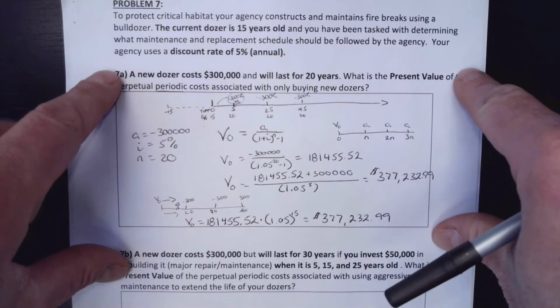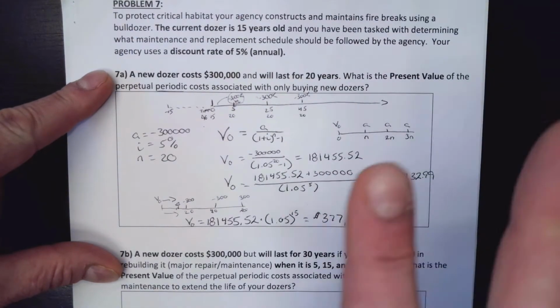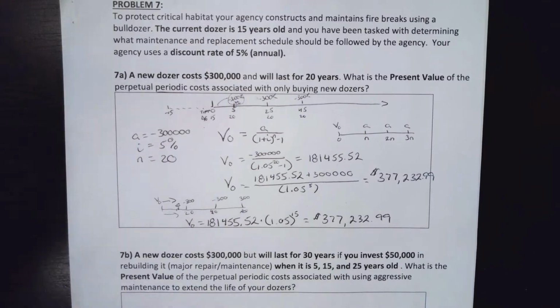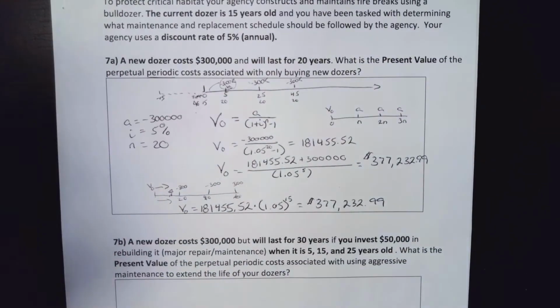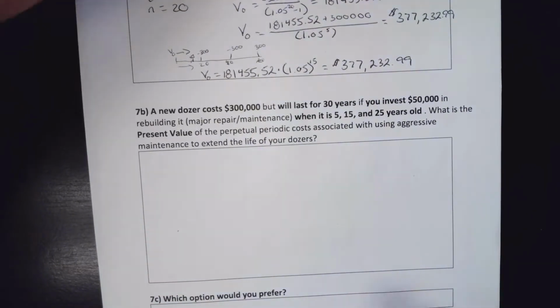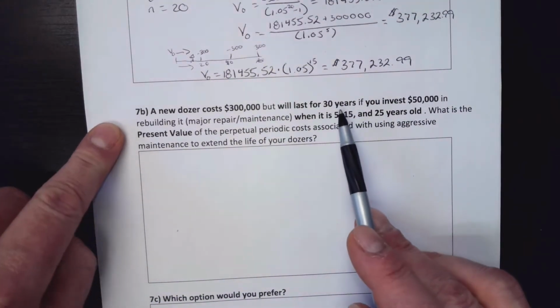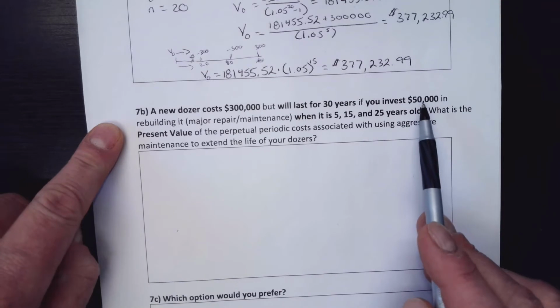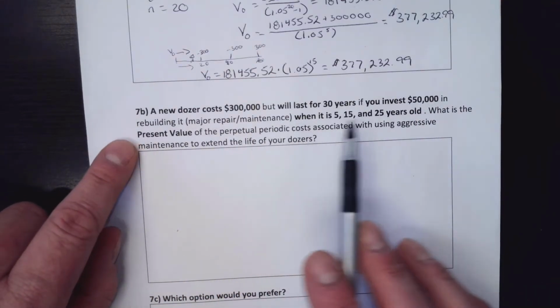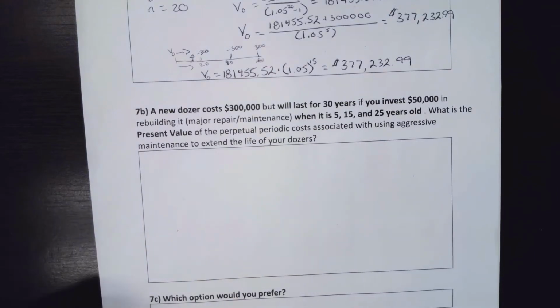In our first part, we looked at what it costs to do no maintenance on it, and it just lasts 20 years. So every 20 years we have to buy one. We've got a 15-year-old bulldozer. Or we do part 2 here, where a new dozer costs $300,000, the same, but it'll last 30 years if we invest $50,000 in rebuilding it. Major repair and maintenance happens when it's 5 years, 15 years, and 25 years old. What's the present value of the perpetual periodic cost associated with aggressive maintenance of our bulldozer rather than just letting it run into the ground?